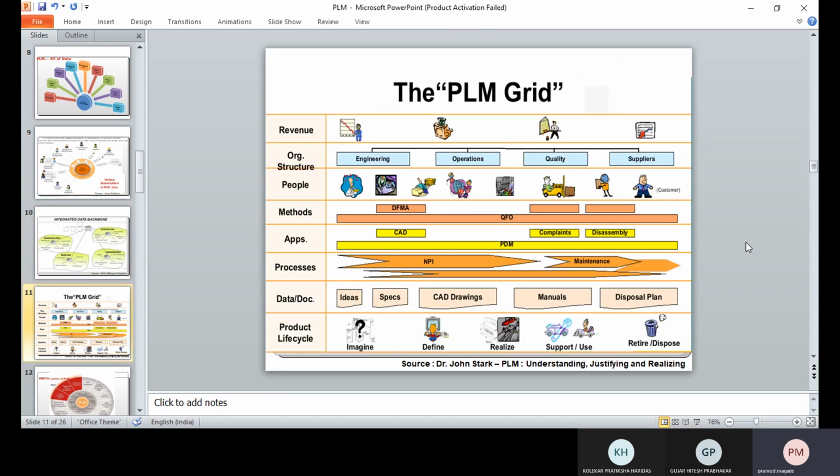After that, these are the steps. As you can see, the product life cycle is firstly defined. To manage that product life cycle, I will require the data. Data comes from idea, specification, drawing, manuals, disposal. Correct? That means previously dispatched or declined material. Then in the processes, what do we see? NPI and maintenance process we have to see.